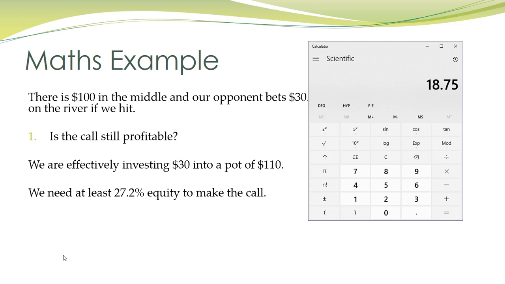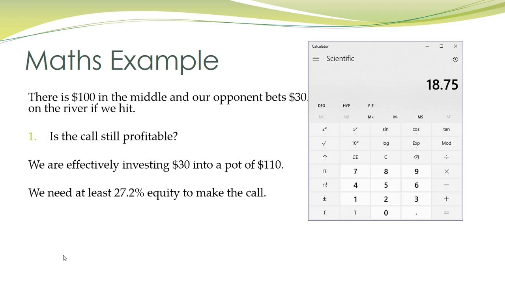So in this case, we need at least 27.2% equity to make the call. We said we're going to hit about 30% of the time. So I'm using how often we hit and equity interchangeably here, which is not necessarily 100% the case. But we've said we're going to hit about 30% of the time. We only need to hit 27.2% factoring in our reverse implieds. We have to make the call here.